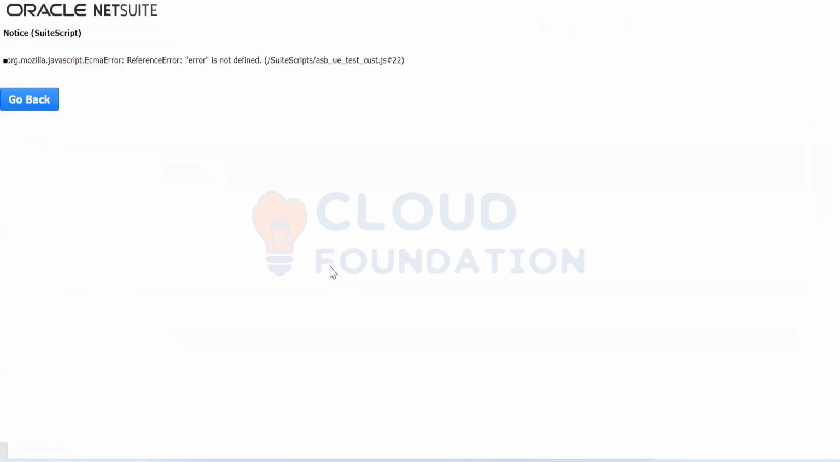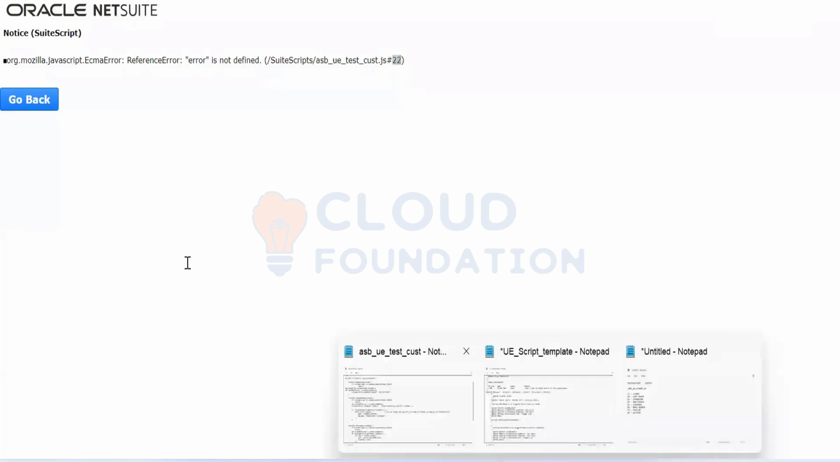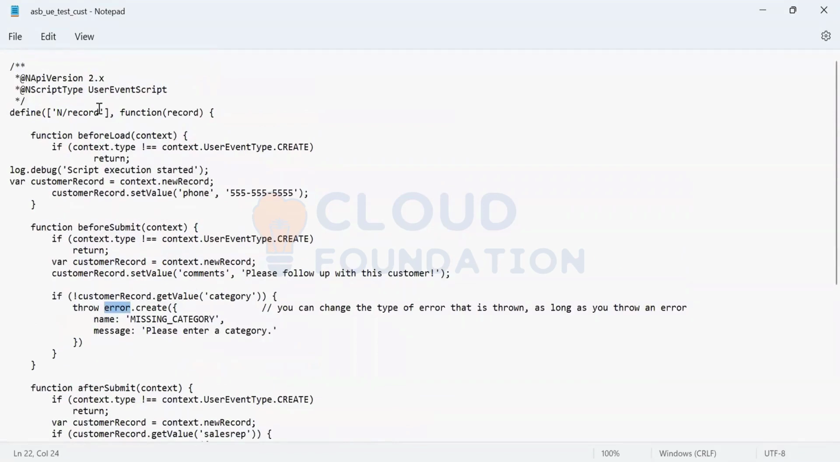Now, this is a classic example of something we missed. It says reference error: this keyword error is not defined, and it is telling us the line number also, line number 22. I go back to my script. We are using the error module, but we have not defined it here in the define array, and then the parameter, I will call it error.